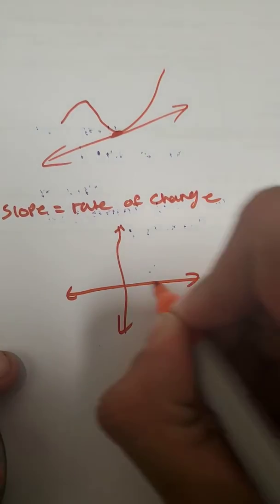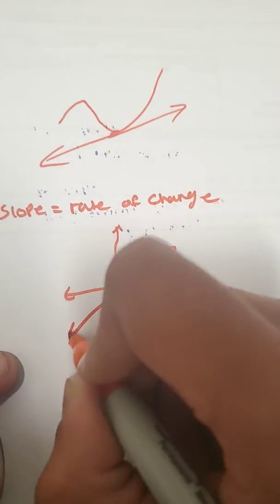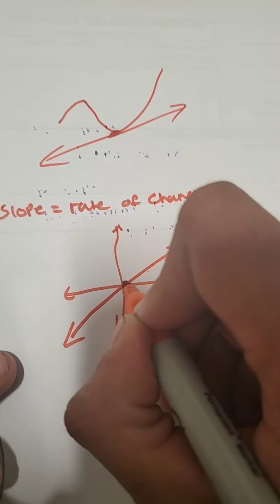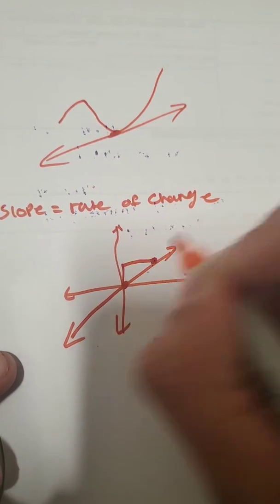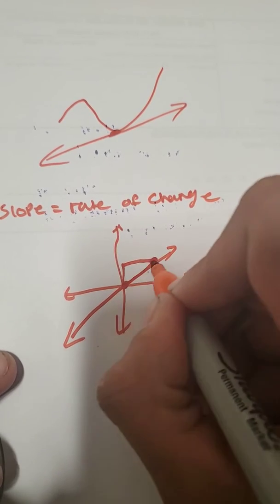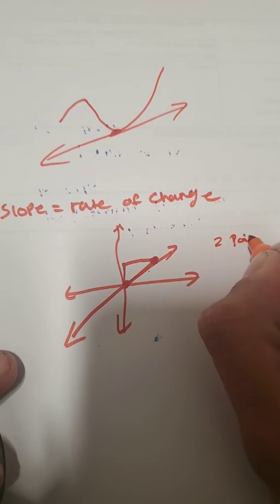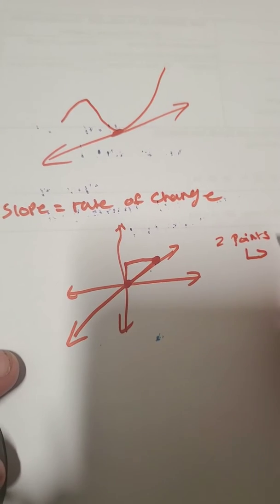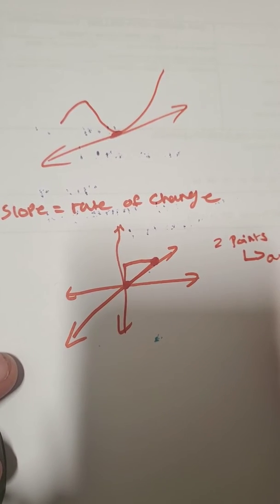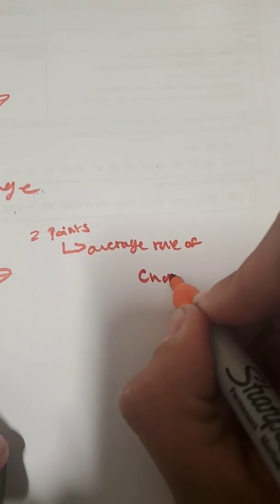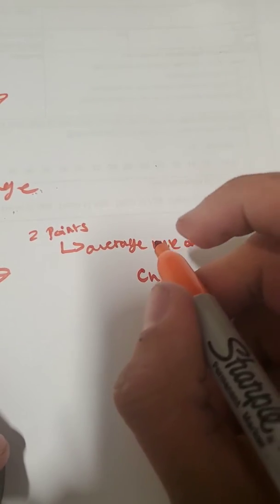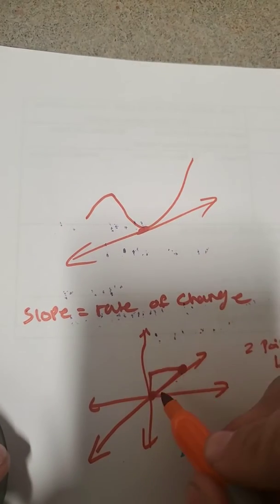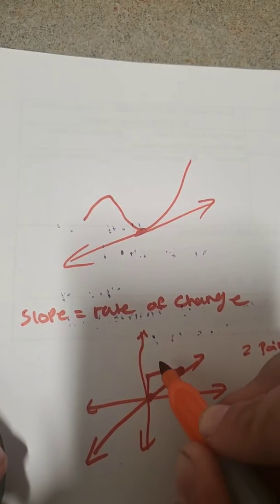Now, if you remember in the previous video, slope is rise over run, meaning we need 2 points. If we need 2 points, it means it's the average rate of change. Pretty much the slope of the line is the average rate of change, and that steepness tells us the rate it's changing.